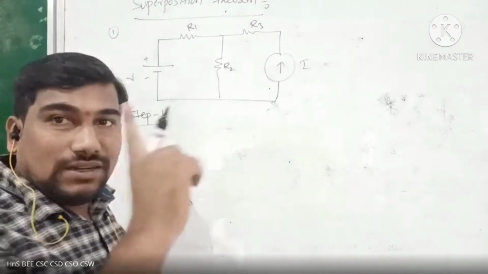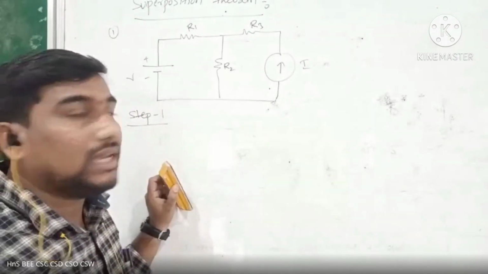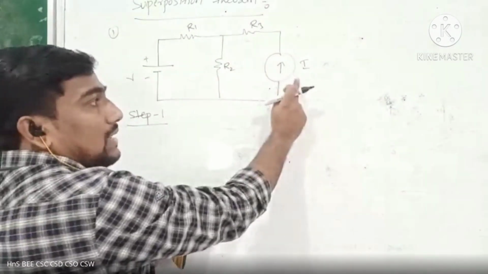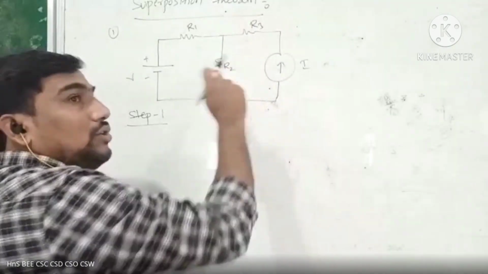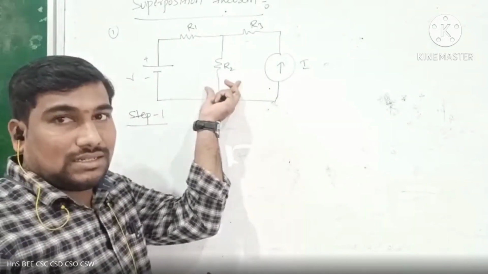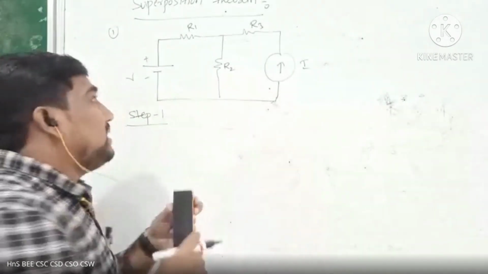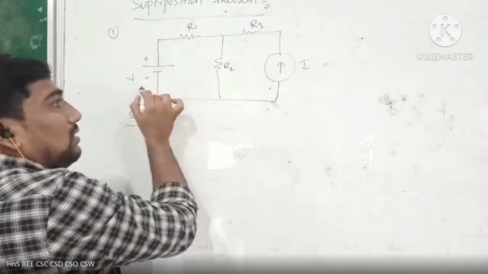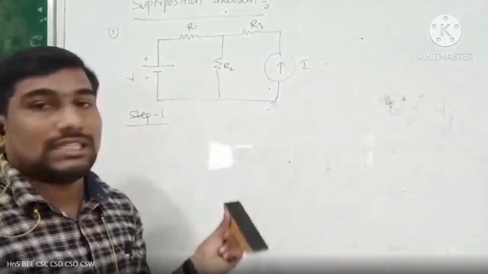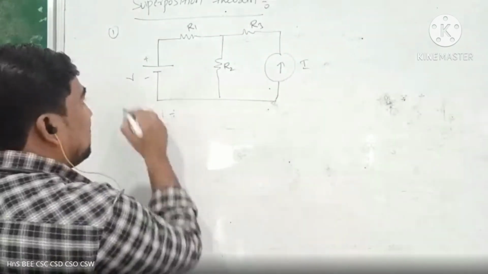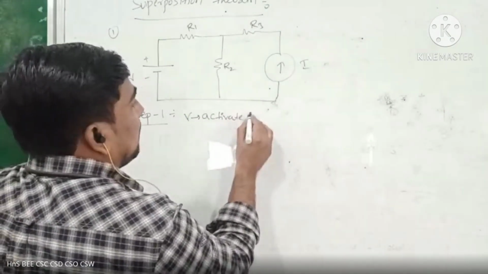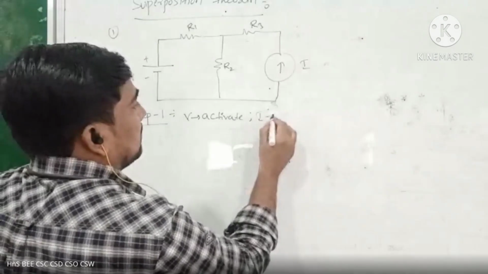Activate any one source. That is the first point. In our linear bilateral network consisting of voltage sources, current sources, as well as resistors, we have to find the response of any one of the resistances. At that time, you have to mention that any one of the sources acts alone and the remaining sources are deactivated. That is the statement of the superposition theorem. Now you have to explain the statement. In step number 1, I am taking V as activated. The remaining source, the current source, is deactivated.